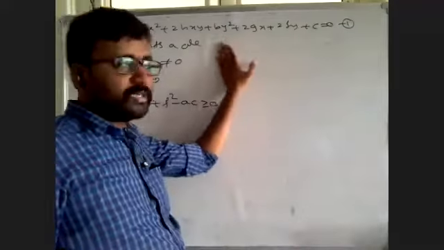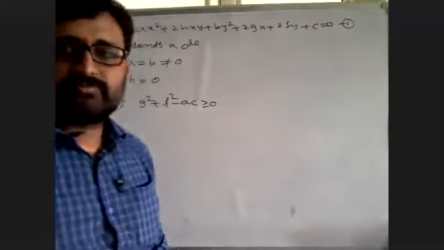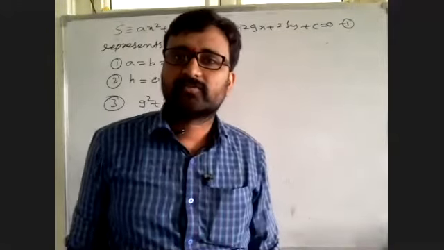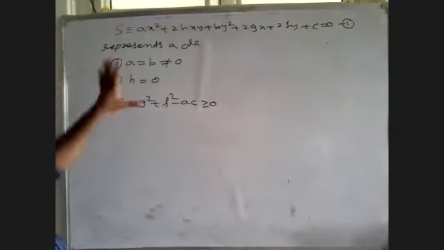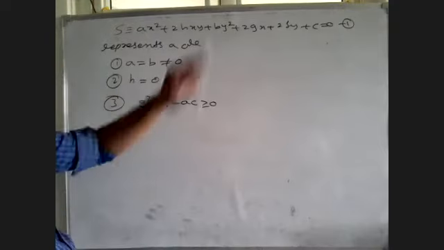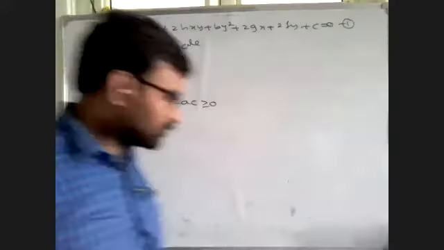So here delta not equal to 0, and I gave you delta, meaning abc plus 2fgh minus af square minus bg square minus ch square. That is the value of delta I gave you already. Okay, so these are the conditions if a second degree equation represents a circle. ఇలా ఇచ్చిన ఈక్వేషన్ సర్కిల్ కావాలంటే ఖచ్చితంగా ఇవి ఎగ్జిస్ట్ కావాలి. సో దిస్ ఈస్ వన్ మోర్ థింగ్.